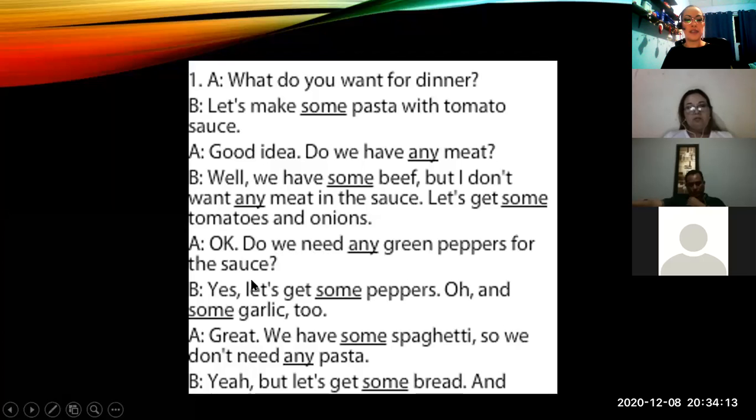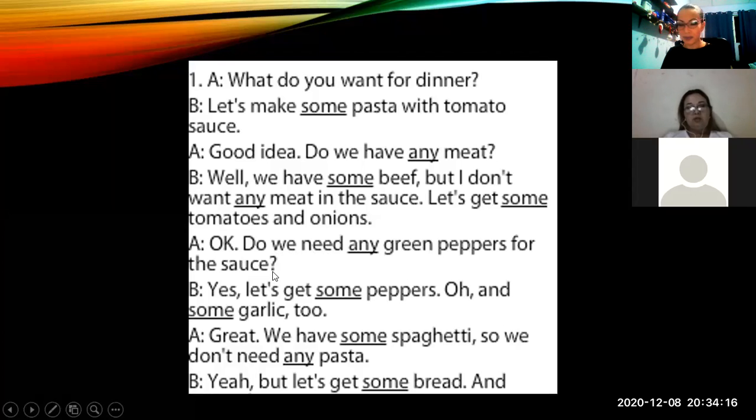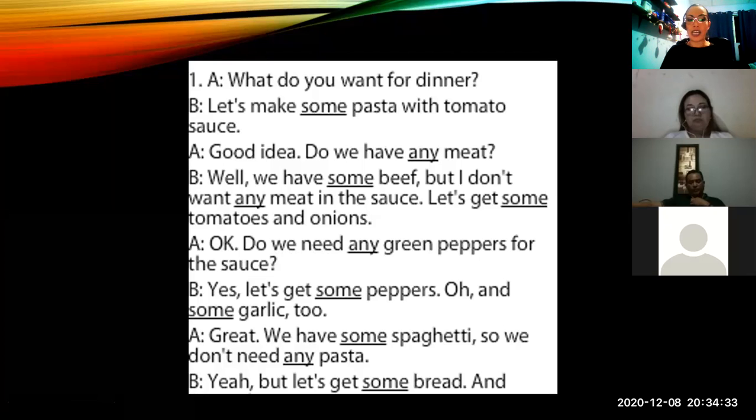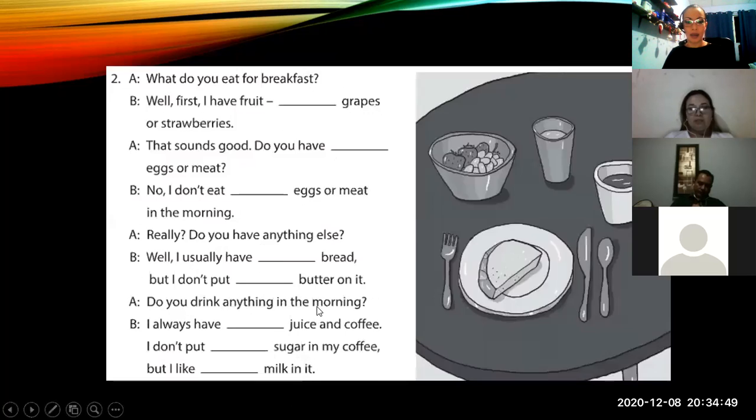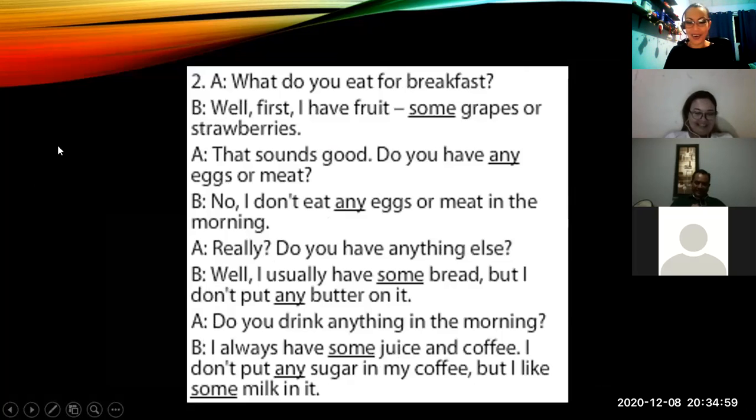Okay, do we need any green peppers for the sauce? Yes, let's get some peppers. Yes, let's get some garlic too. Great. We have some spaghetti, so we don't need any pasta. But let's get some bread and some milk. Okay. Very good.